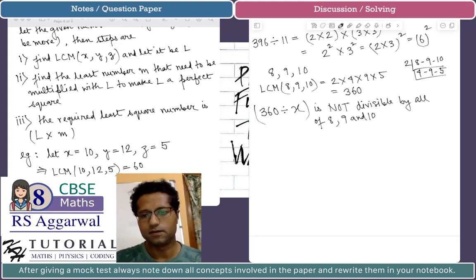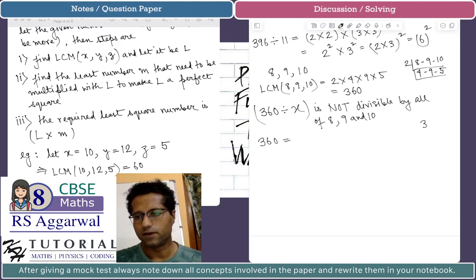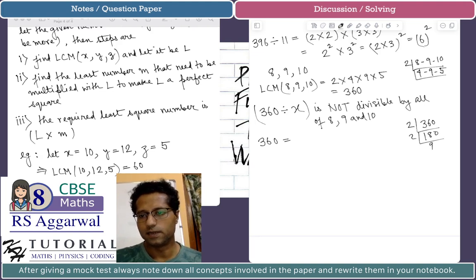So we have to find the prime factorization of 360. So let's do the prime factorization of 360. Let's divide by 2. This is 180. Then again divide by 2. This is 90.